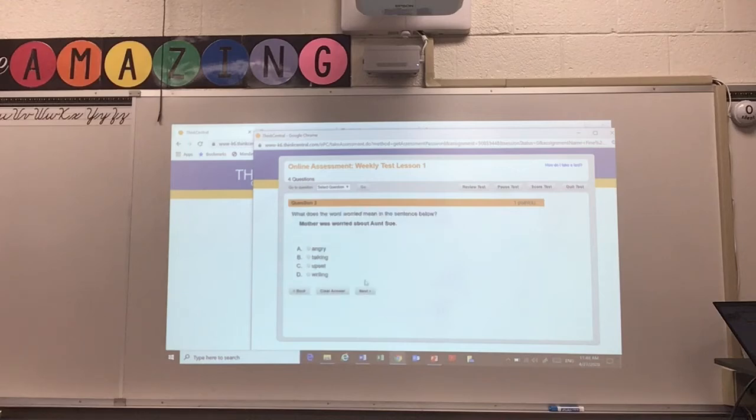Okay, and then our next vocabulary question says, what does the word worried mean in the sentence below? And just like strolled, worried was one of our vocabulary words that we practiced a lot the week that we did it. And so it says, Mother was worried about Aunt Sue. Well, here are my choices: angry, talking, upset, or writing. And I remembered worried meant that you were upset or uneasy. So I'm going to click upset, and then I'm going to click next.